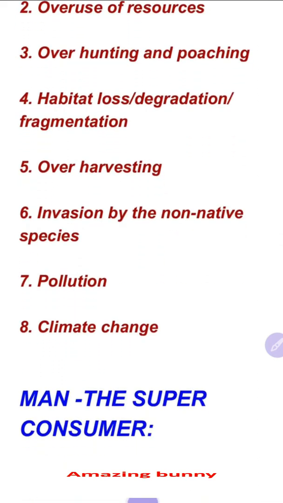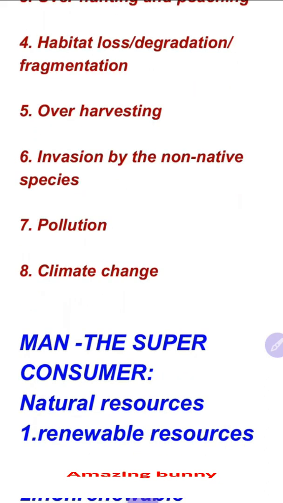Next point is overhunting and poaching. There is a difference between hunting and poaching. Poaching is illegal hunting, and hunting is authorized by the government. These two are significant causes of extinction and threatening, that is, the destroying of a number of species. Examples are tigers, rhinos, passenger pigeon, snowy egret. These are a few examples.